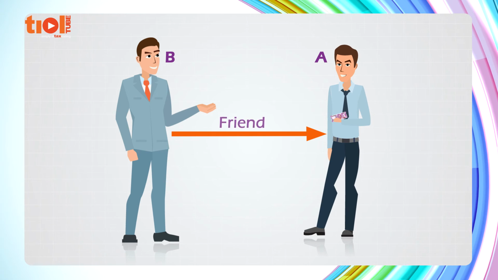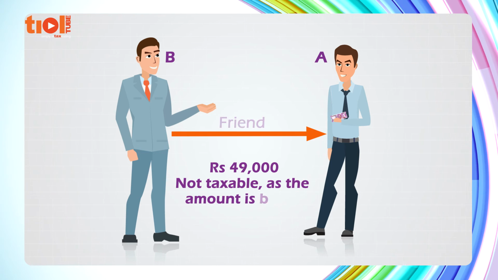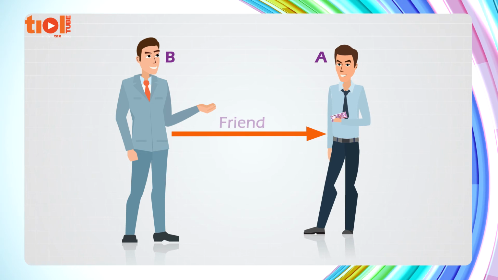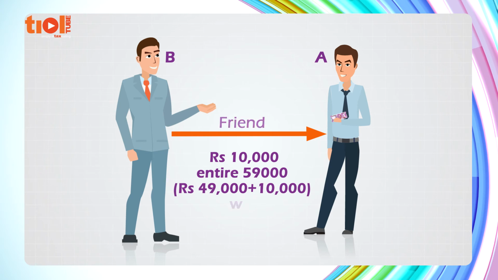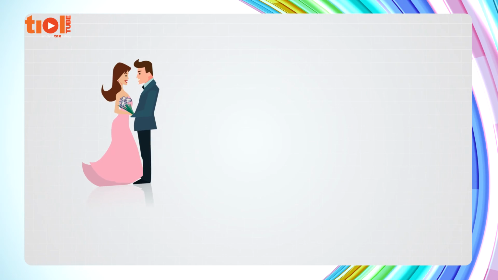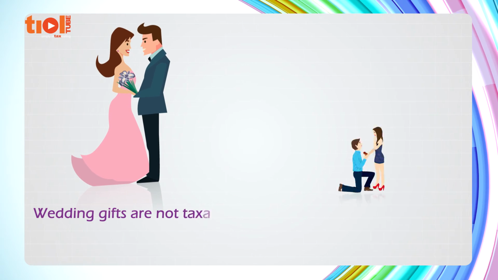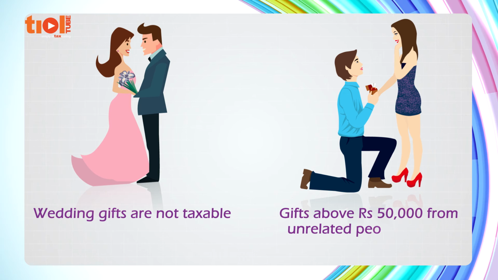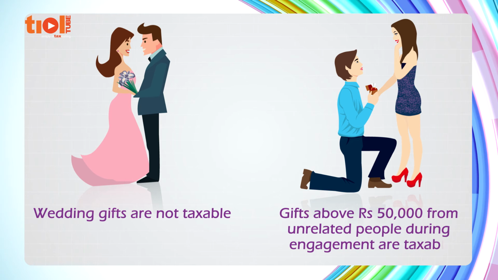Mr. A receives Rs 49,000 as gift from people other than immediate family members. This amount is not taxable as it is less than the exemption limit of Rs 50,000. Suppose Mr. A gets gifts worth another Rs 10,000 from similar sources, then the total value of gifts, which is rupees 59,000, would be taxed as income from other sources. Also note one interesting point that while wedding gifts are tax exempt, gifts above rupees 50,000 received from unrelated persons during engagement are not exempt.